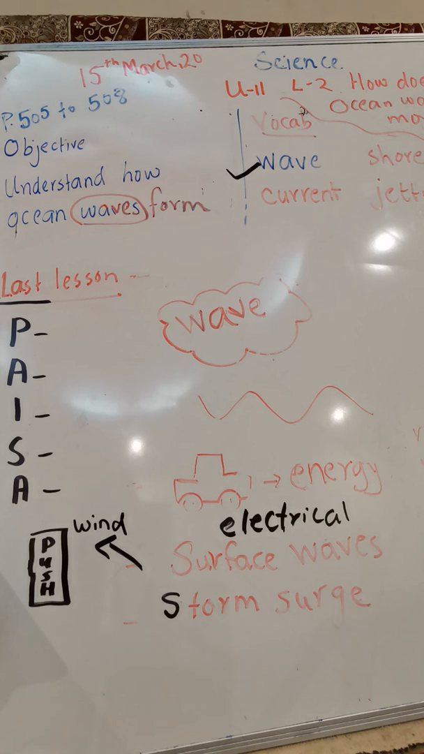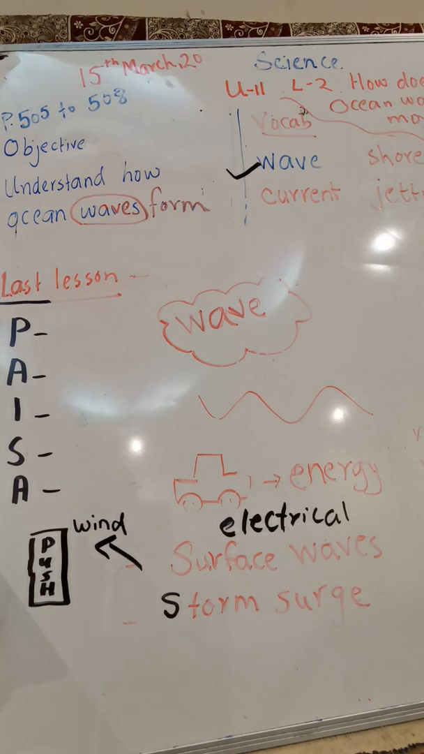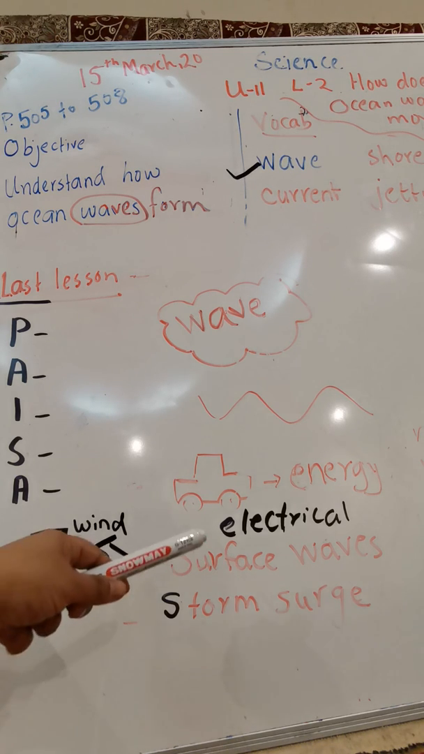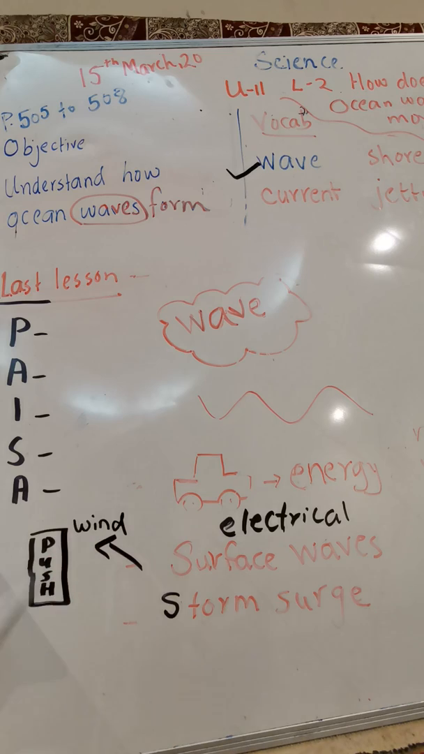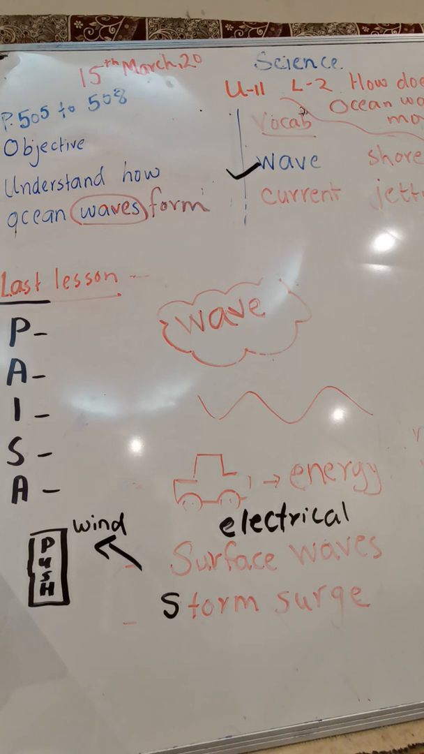And this electrical energy can provide a steady source of electricity, since wave motion never stops. It never stops. Can you imagine a wave stops? No, it never stops. So actually this electrical energy can provide a source of electricity, since wave motion never stops.